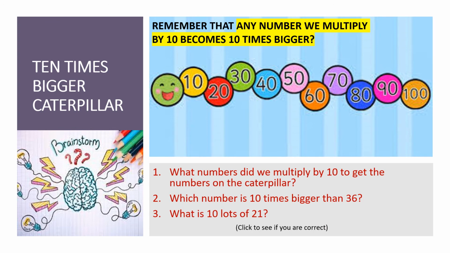Remember that any number we multiply by 10 becomes 10 times bigger. Okay? So let's look at this caterpillar. This is a brainstorm. Let's look at this caterpillar. What number did we multiply by 10 to get the numbers on the caterpillar? You tell me?